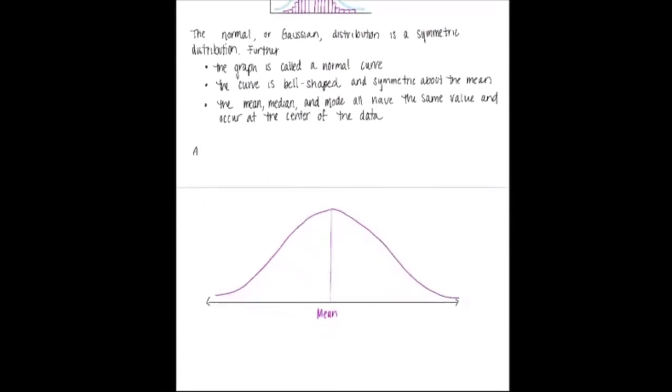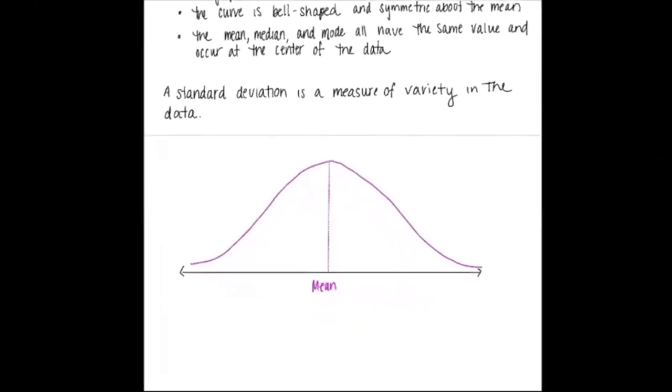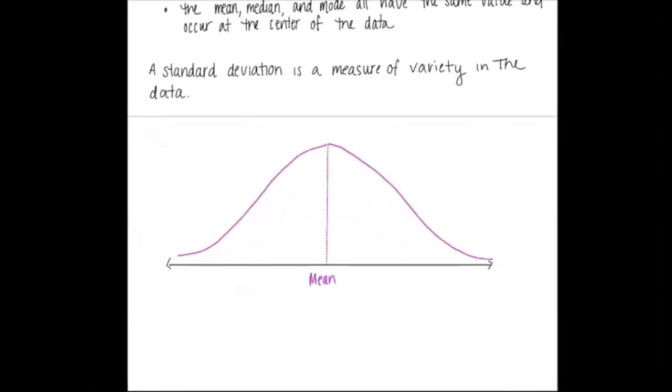So I'm going to put a little thing up here. You can put it underneath, though. A standard deviation is a measure of, you can think of it as variety in the data. Okay. So from that center point of mean, if I go out one standard deviation in each direction, then here in the middle would be 68% of our data. Okay. So this is one standard deviation in each direction.